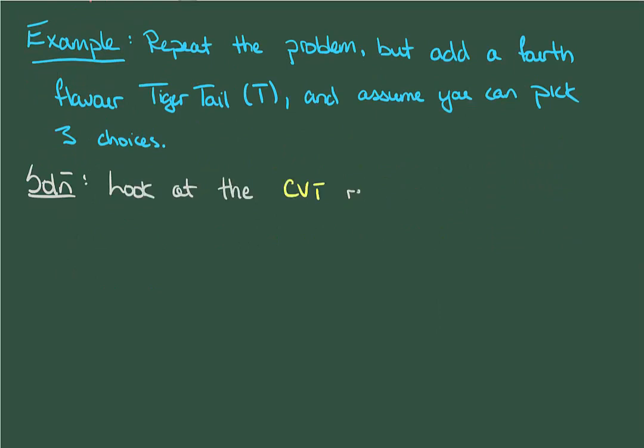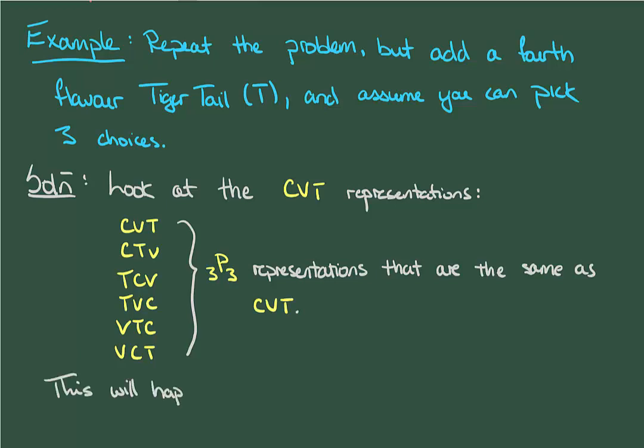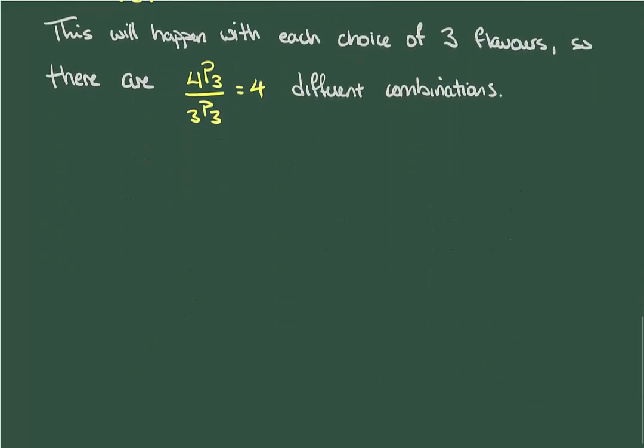I don't want to write them all down, so let's just take a look at the chocolate, vanilla, tiger tail representations. I'm going to write them all down here for you to see, and if we count them, we see there are 6 permutations, and all of these are going to count as a single CVT option once we say that order doesn't matter. So since there was nothing special about the choice of CVT, this is going to happen in every selection of 3 flavors. And from that, we can then conclude that there are 4 pick 3 over 3 pick 3, which works out to 4 different possible flavor combinations.